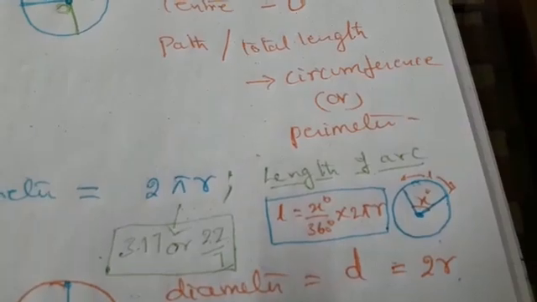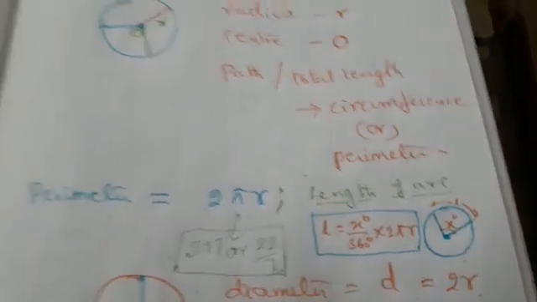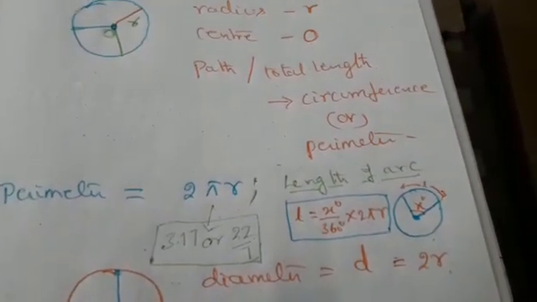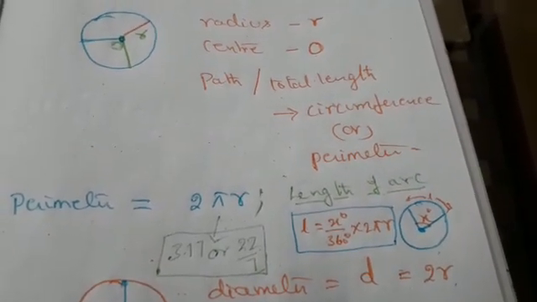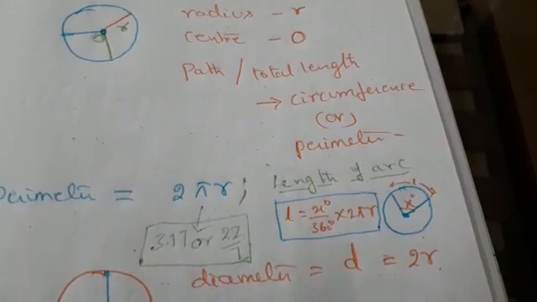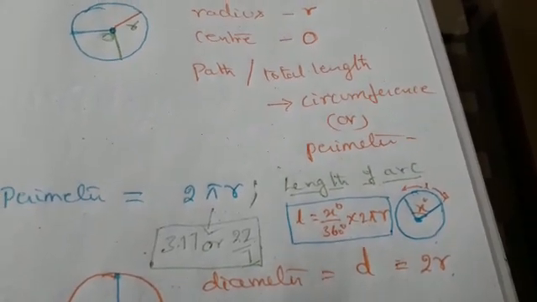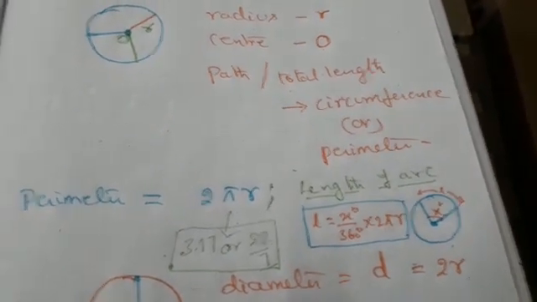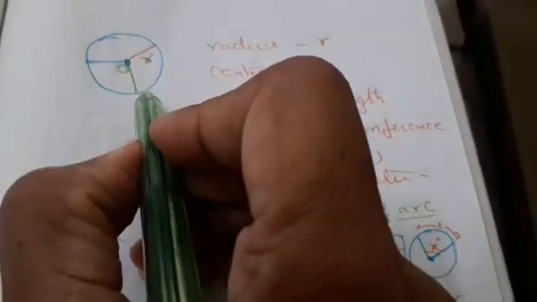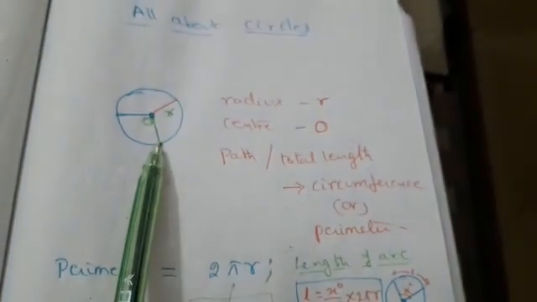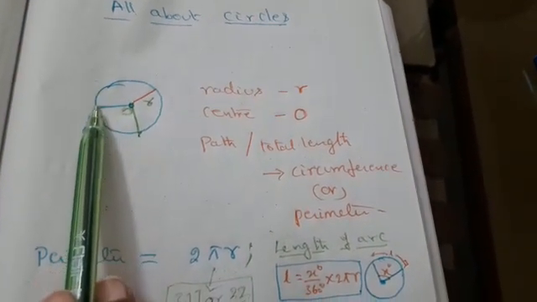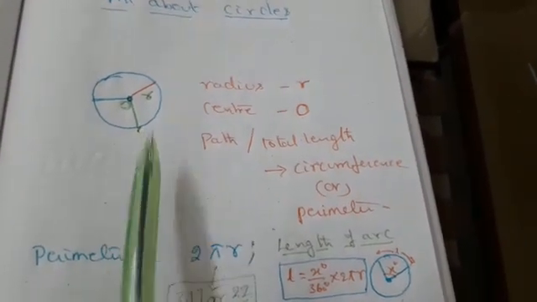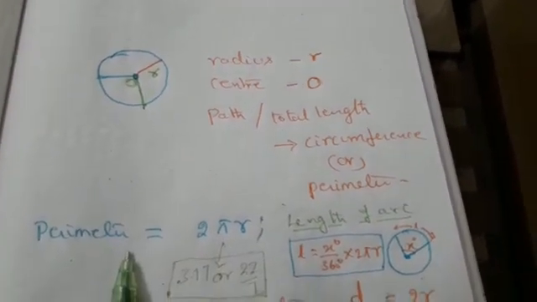When r is given, you can find out the perimeter, or if the perimeter is given, you can find out r. Why? Because pi is a constant, and 2 is a constant. Now, do you know the meaning of perimeter? Suppose I start at this point and measure the whole length until the same point again, that is called the perimeter or circumference.